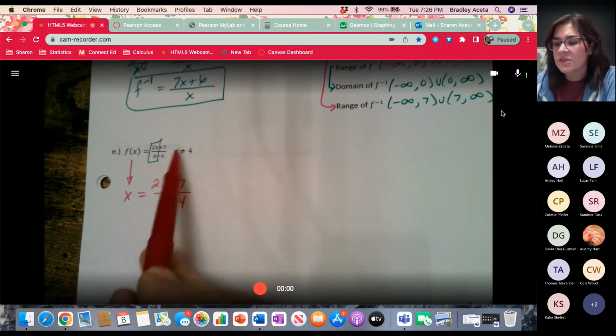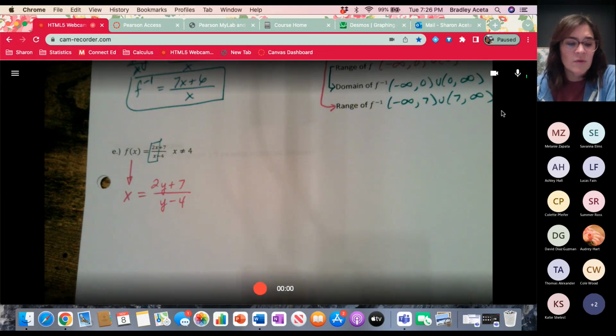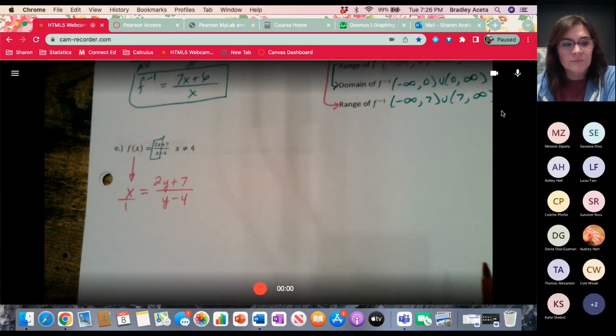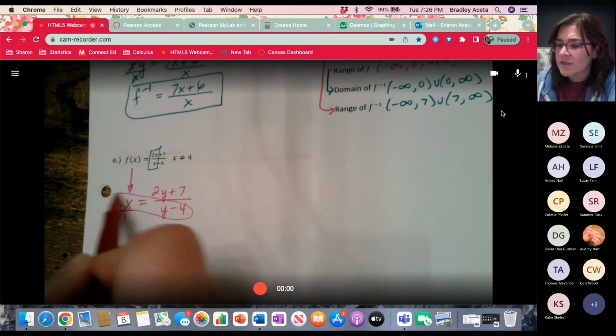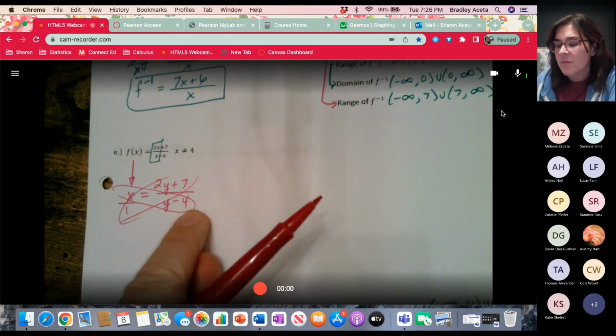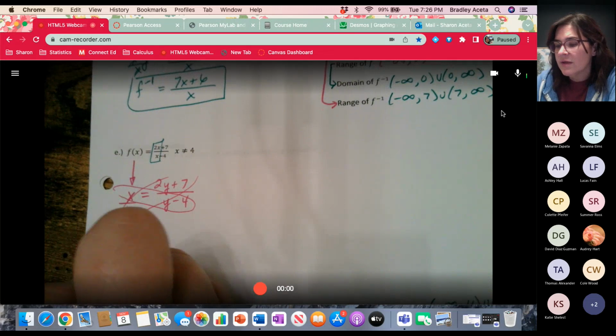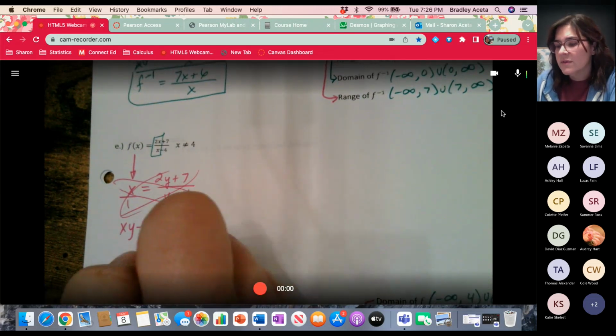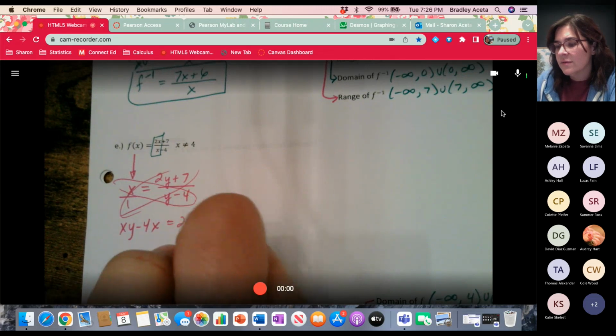Don't worry about this. This is just a domain restriction saying X can't be 4, which we know it can't be 4. It's an asymptote. Put this over 1. You're going to crisscross multiply just like I did the other one above it. X times Y minus 4 would be XY minus 4X. 1 times 2Y plus 7 is 2Y plus 7.